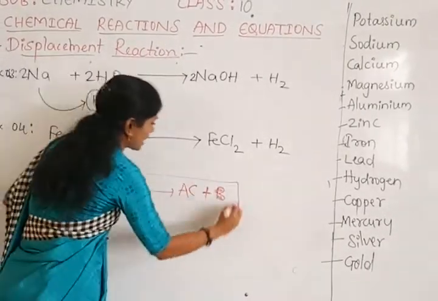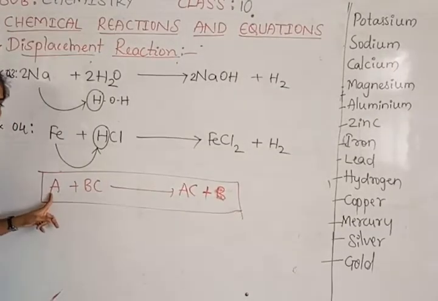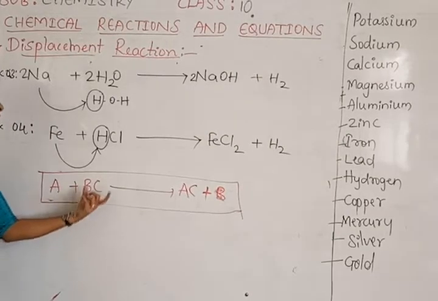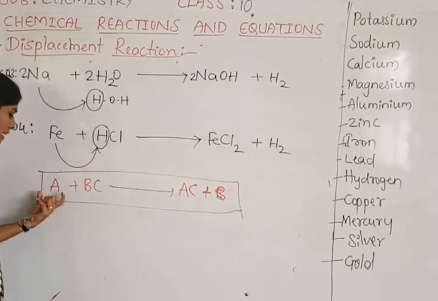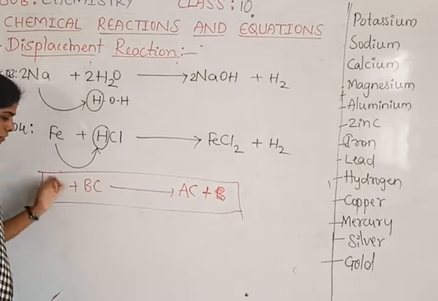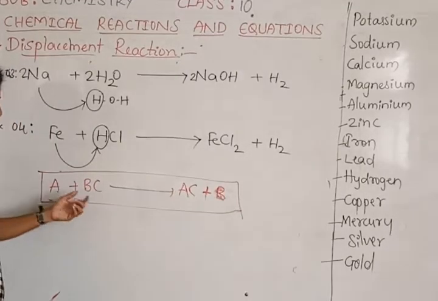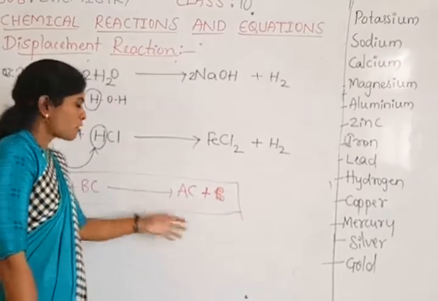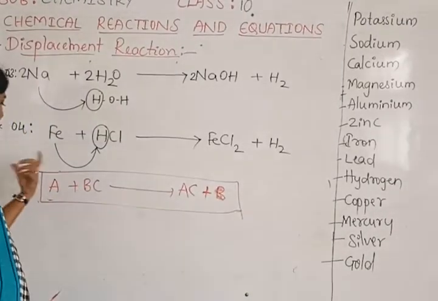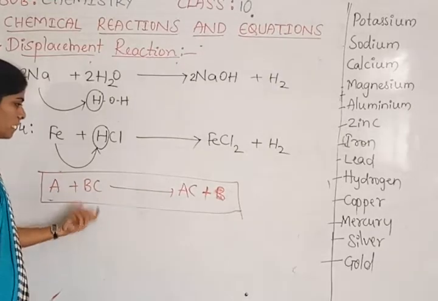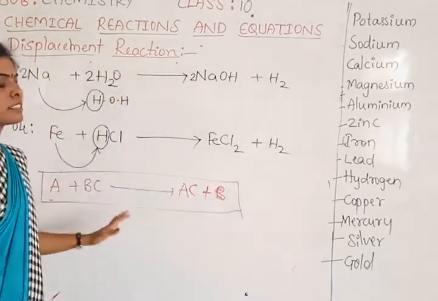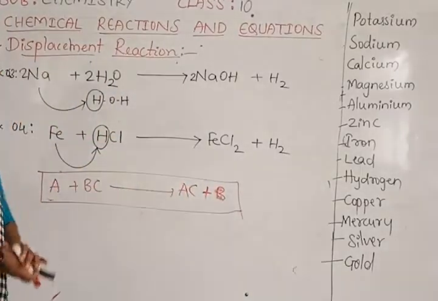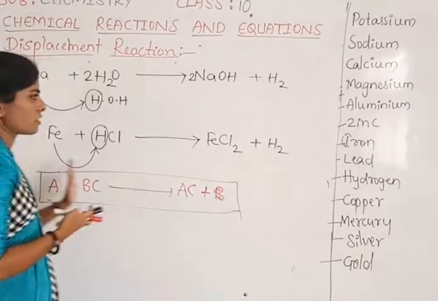So likewise I can give the general equation. A is the highly reactive element and BC is the compound which has a less reactive element than A. When the highly reactive element reacts with the less reactive, it will replace the less reactive element and take its place. So A displaces the B and it forms the compound AC, and with that the B gets separated. So this is the general equation we can give. So this is our displacement reaction.